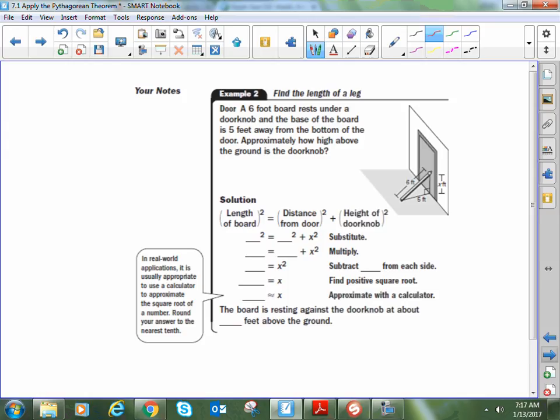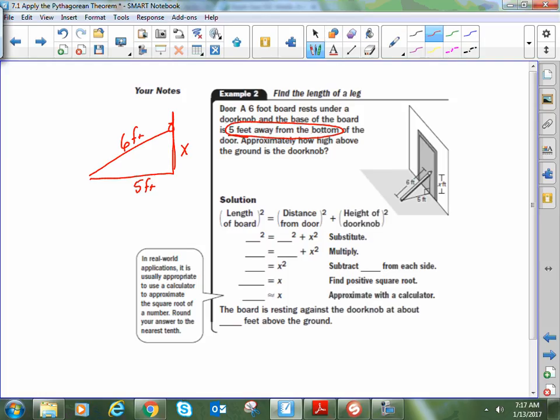Well, if the board is leaning over, that's your diagonal side, so that is going to represent the hypotenuse of the triangle. Then it says that the bottom of the board is 5 feet away from the bottom of the door. So if we didn't have that, I would know that the board itself has to be the hypotenuse, and it's leaning up against a door. So here's the doorknob, and the bottom of it is 5 feet away from the bottom of the door, and we want to know, how far up the door does it go?